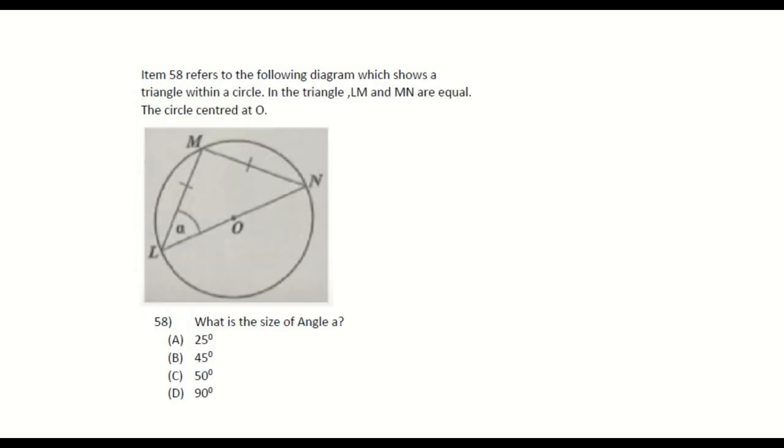Item 58 refers to the following diagram, which shows a triangle within a circle. L, M, and N are equal, right? First off, this is 90 degrees, right? And therefore this is equal. What is the angle of A? So we have two sets of A's plus 90. How do I know it's 90? Because this is a diameter. If a side of a triangle is a diameter, the angle opposite the diameter is 90 degrees. Right, so 2a plus 90 is 180.